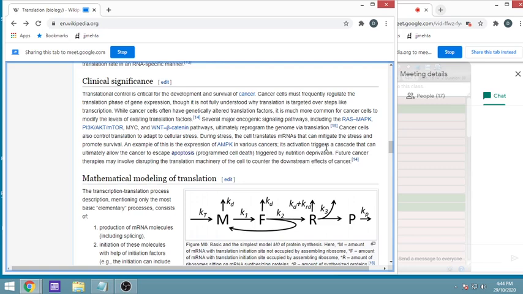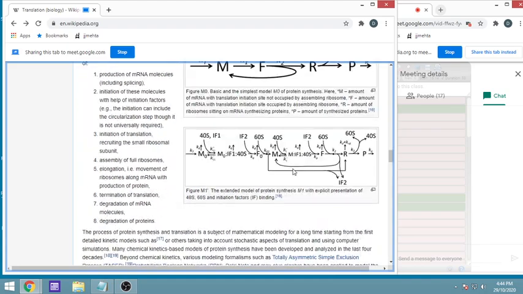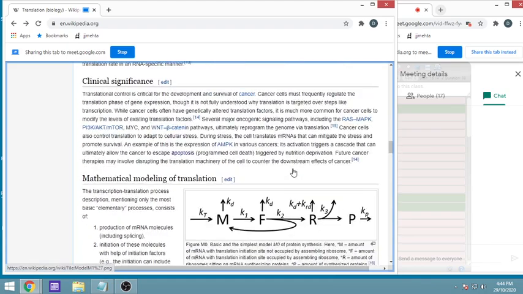Cancer cells also control translation to adapt to cellular stress. During stress, the cell translates mRNA that can mitigate the stress and promote survival. So these are the important things in it. These are the clinical significances of translation. I will not go into the mathematical models of that.